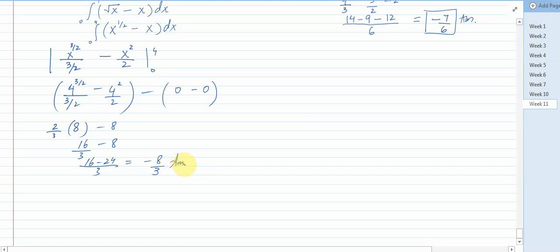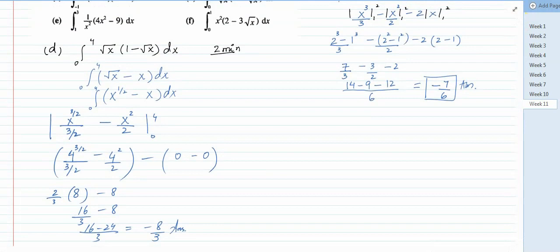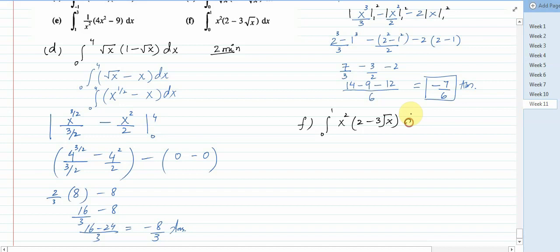I hope that all of you are clear regarding these questions. Moving on to the next part, it's part F. Integrate from 0 to 1 x square 2 minus 3 under root x dx. Again, you have a time of 2 minutes to give it a try, and then I will explain. So start.